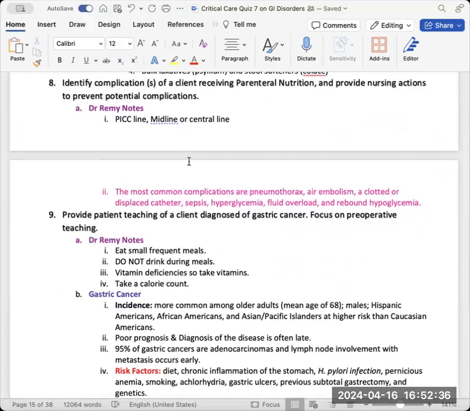Okay, so the next question is to identify complications of a client receiving parenteral nutrition and provide nursing action. So we talked about this being a central line. So we said some of those things include pneumothorax, air embolisms, clotting, or even dislodgement. They can have sepsis, hyperglycemia, fluid overload. They could even have rebound hypoglycemia. Those are the things that we want to look for. I feel like this might be more of a select all that apply question, or just being able to recognize what sorts of complications we could see with someone who has a TPN inserted.